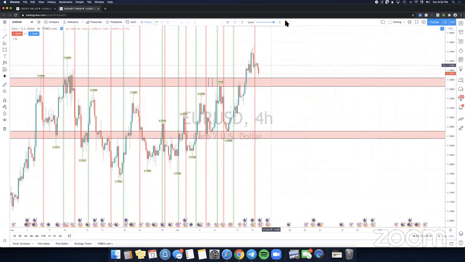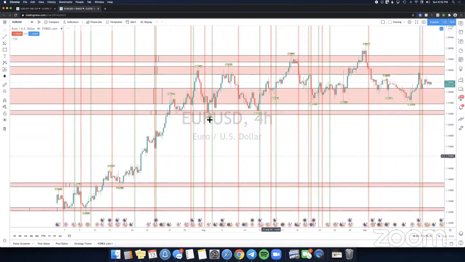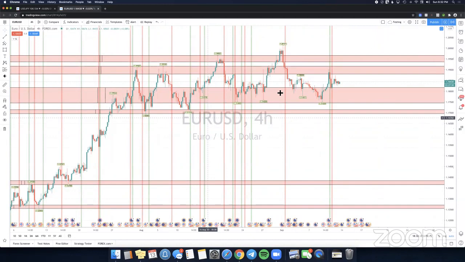It really depends on how you want to trade it, because there's no one way to trade. I give you guys a foundation, give you guys the indicators, but it's really up to you how you want to trade it. But if you do want to use that strategy, it does work.